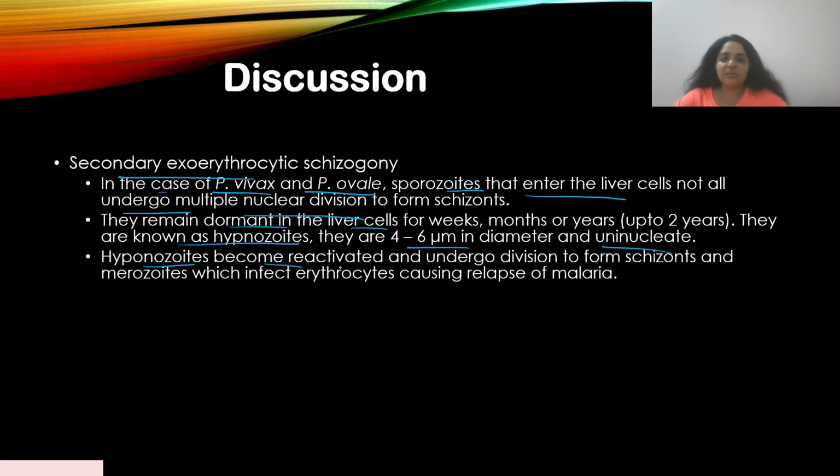So the hypnozoites become reactivated and undergo division to form schizonts and merozoites, which infect erythrocytes, causing relapse of malaria. So when hypnozoites become active, they undergo the same life cycle as what was happening initially in the first attack. So this is like a relapse of malaria. This is like a reserve, so the Plasmodium or the protozoa's life cycle is designed in such a way that they have reserved some for later use. So whenever a relapse needs to happen, it will happen much later. It will not cause initial infection.